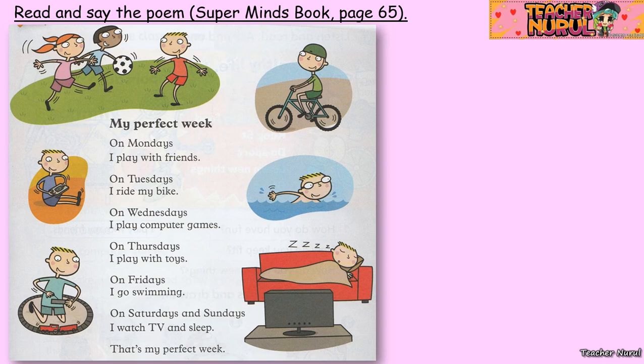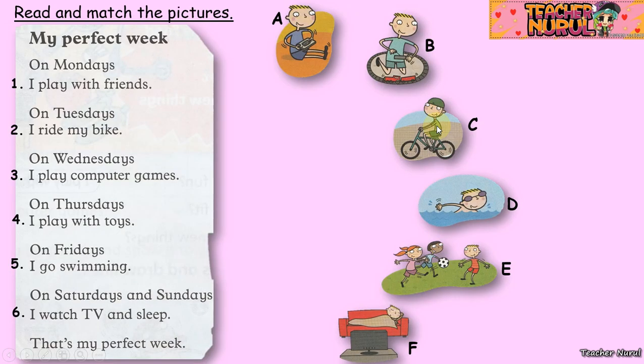Now let's read the poem one more time. I want you to repeat after me. Let's do it. My perfect week. On Mondays, I play with friends. On Tuesdays, I ride my bike. On Wednesdays, I play computer games. On Thursdays, I play with toys. On Fridays, I go swimming. On Saturdays and Sundays, I watch TV and sleep. That's my perfect week. Now we are going to do some reading activities.